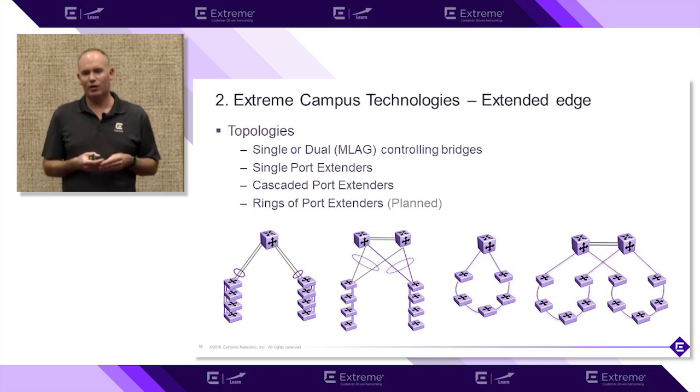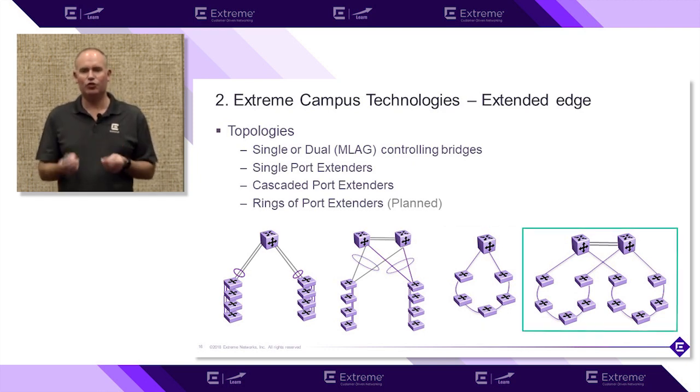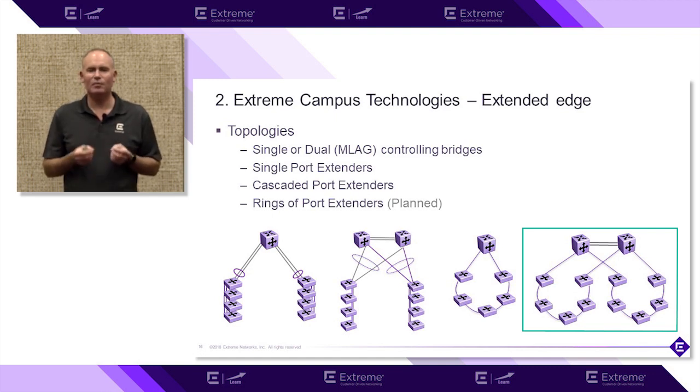If we look at the topologies on the right of the screen, we can also support rings. We see in the first example a basic ring, and this can have many port extenders in. And then the second example is a redundant solution with dual controller bridges and multiple rings. This is a very flexible deployment method and can be suitable for customers that have unusual topologies in their campus.